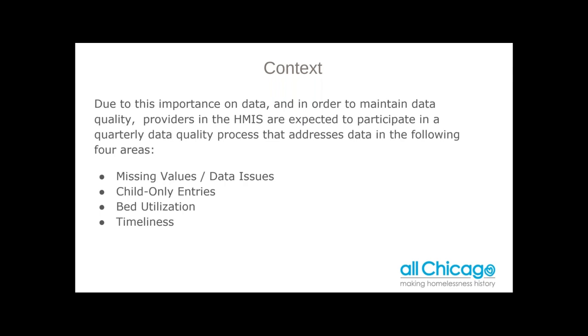So due to the importance of this data, in order to maintain data quality, providers in HMIS are expected to participate in the quarterly data quality process that addresses data in the following 4 areas. One of them is missing values or data issues, child-only entries, bed utilization, and timeliness. Again, missing values and data issues, child-only entries, and bed utilization are all going to be found within your data quality report that you're going to run from Business Objects. Timeliness is going to be a separate report that's going to be sent to you.